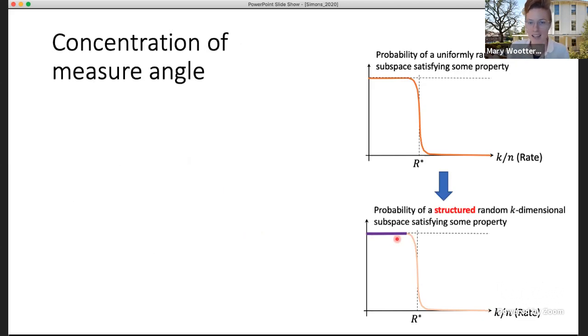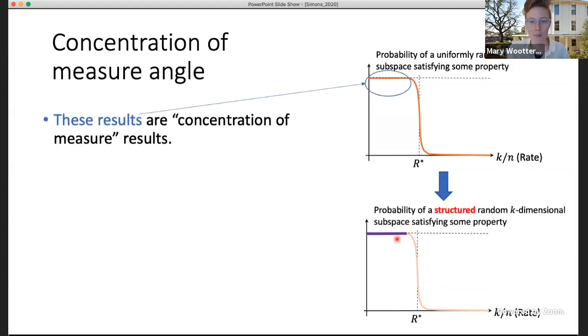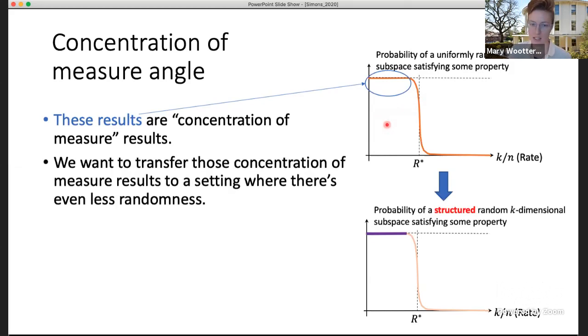Just a quick aside to insert the concentration of measure angle here, because this is a workshop about concentration of measure. Basically, this allows us to translate concentration of measure results from one setting to another. These results up here are concentration of measure results: you want to show that certain properties hold with high probability in some random object. And the way these are proved uses a lot of concentration of measure techniques, so lots of tail bounds, chaining arguments, stuff like that. Essentially, we'll be able to transfer these results to a more structured ensemble where there's even less randomness, and we'll get to do this for free from our threshold theorem. Cool.